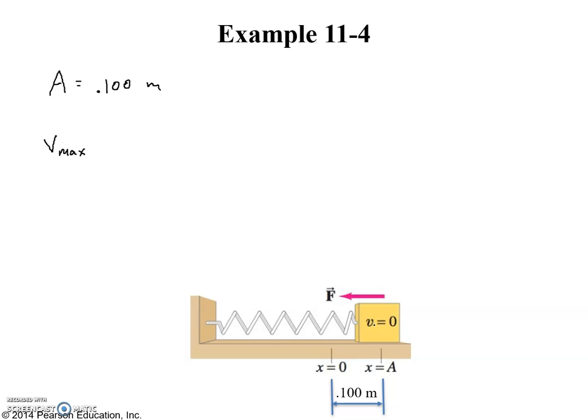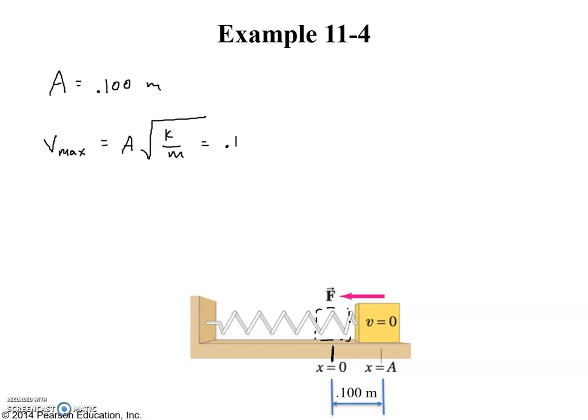So when we let this box go and it gets back to the point here where the spring is at its relaxed position, that's where the box is going to be moving its fastest. And if we want to know what that is, well, we just introduced that equation a few slides ago. That's equal to the amplitude times the square root of k over m.